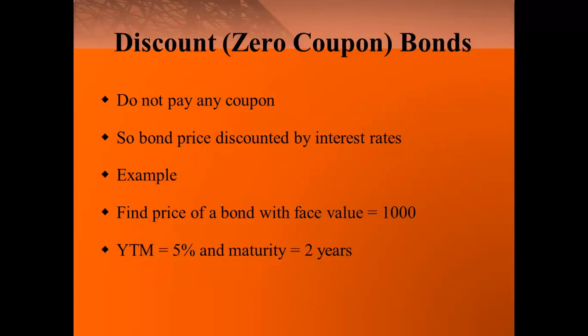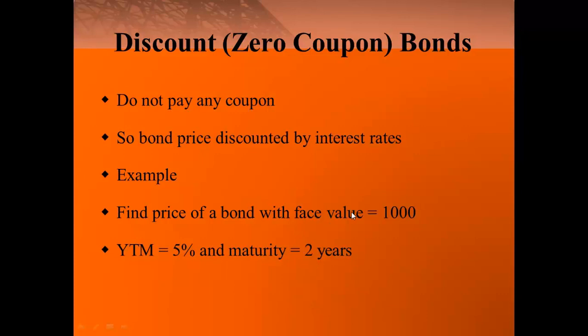Okay, now so far what we've seen is bonds are paying a coupon. Now discount or zero coupon bonds are the bonds that do not pay a coupon. So the bond price has to be discounted by the interest rates. So assume that we have a 10-year discount bond or a zero coupon bond. So it starts out by investor paying the issuer an amount. So it's a negative cash flow for the investor. And there are no cash flows between time t equals 0 through time t equals 2 years.